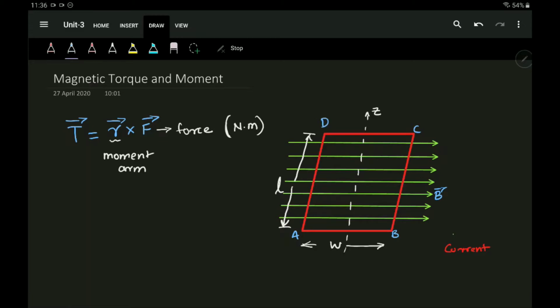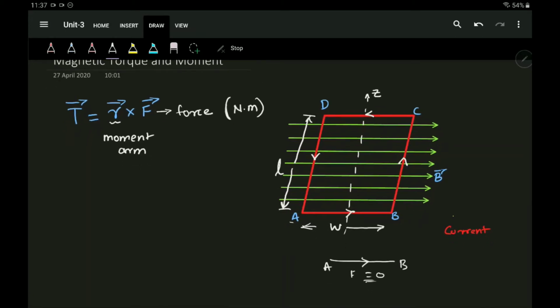Let us assume the current is flowing in this direction. One observation I wanted to note: the force experienced by the path A to B, this wire, is 0. I'll let you know why in a minute, but try to think intuitively why it is 0.